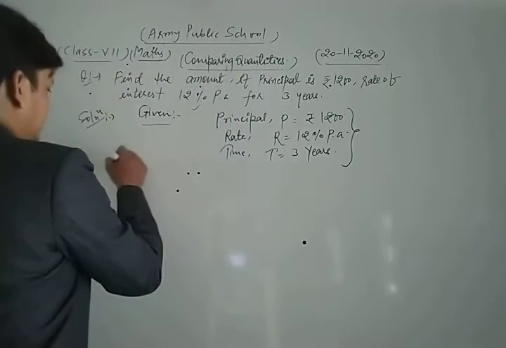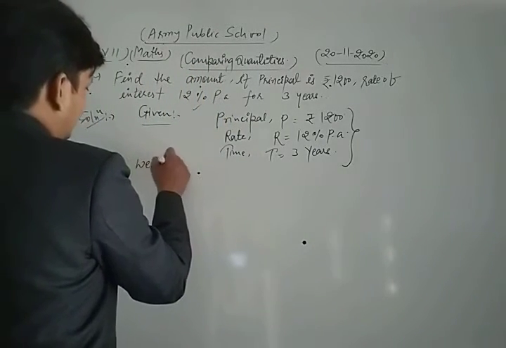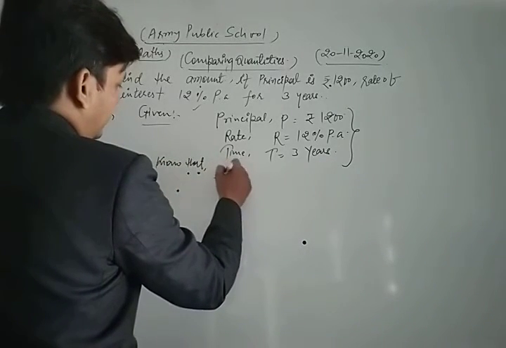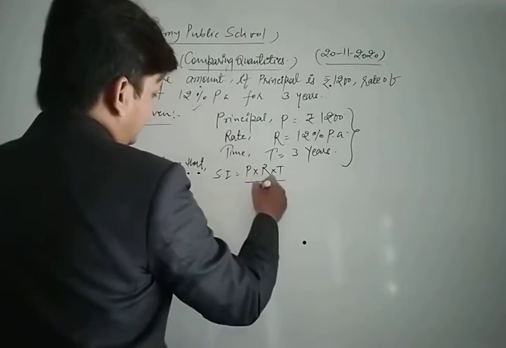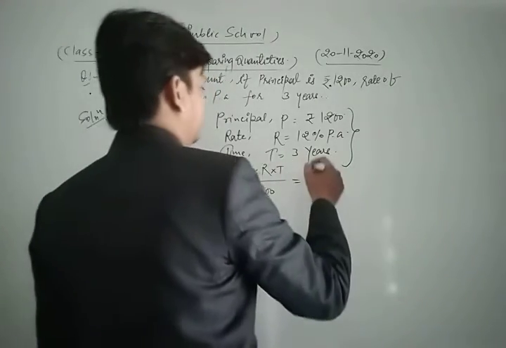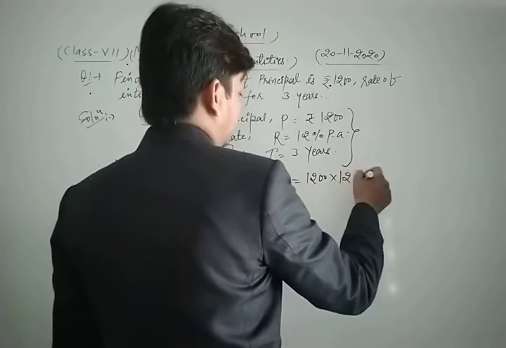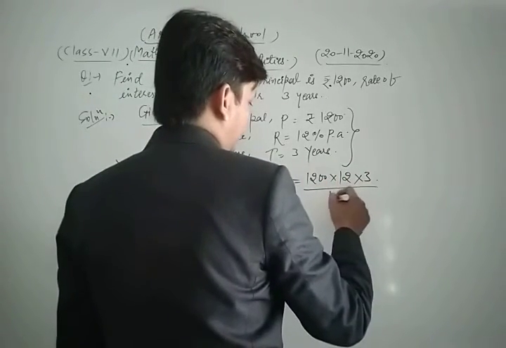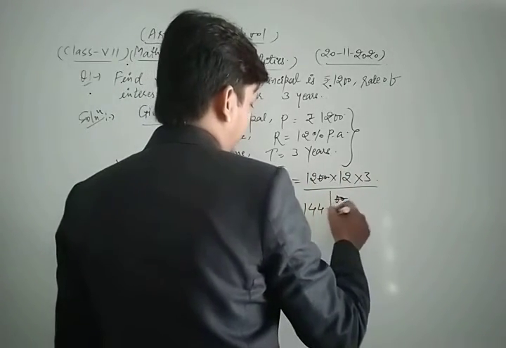Let's see. Since we know that the formula for the simple interest is P into R into T by 100. Now we put all the values. P is 1200. R is 12% per annum. T is for 3 years. Upon 100, 100 cancels into 1200 to give 12, and 12 times 12 is 144, into 3.